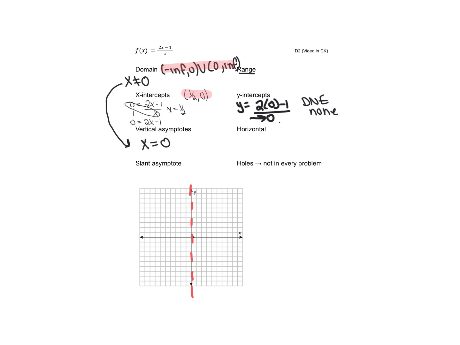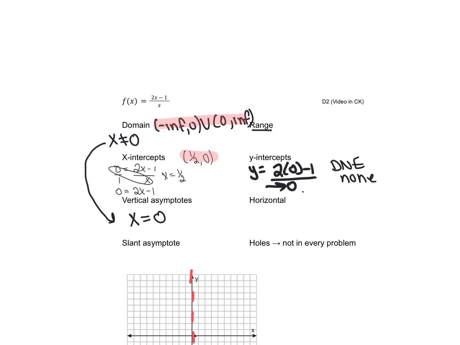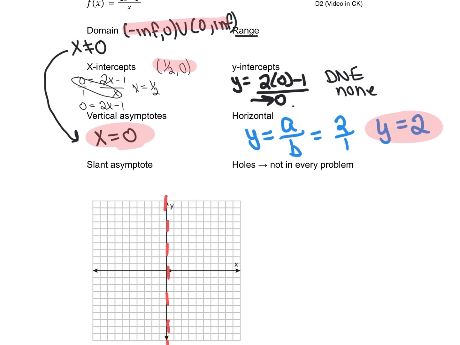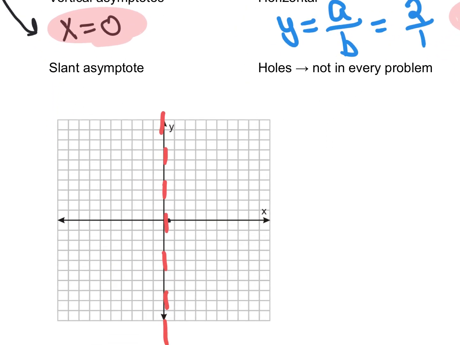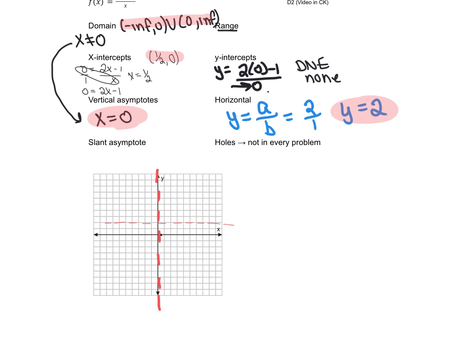My horizontal asymptote: the degree of my numerator is 1, and the degree of my denominator is also 1, which means my horizontal asymptote is going to be y equals a over b, which is 2 over 1. So my horizontal asymptote is at y equals 2. Let's put that in there, going horizontally here at y equals 2. Now we're getting somewhere with our graph.